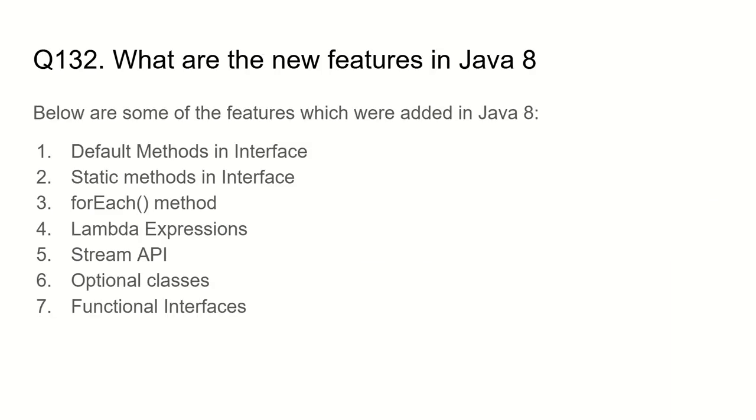So generally at the beginning of the interview, you are asked which version of Java you have worked with. Once you mention Java 8, the very first question that is usually asked is what are the new features in Java 8? So below are some of the new features in Java 8. Default methods were added in interface. We can have default methods. We can also have static methods in interface. Then there is the forEach method which was added in Java 8. Then there are Lambda expressions, Stream API, Optional class, and functional interfaces.